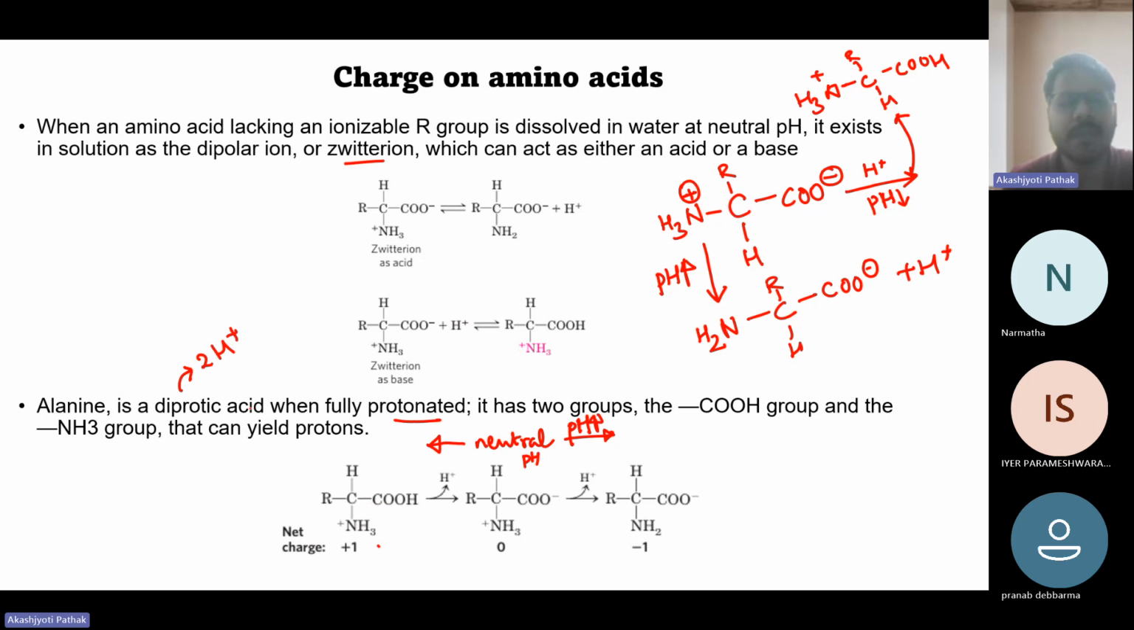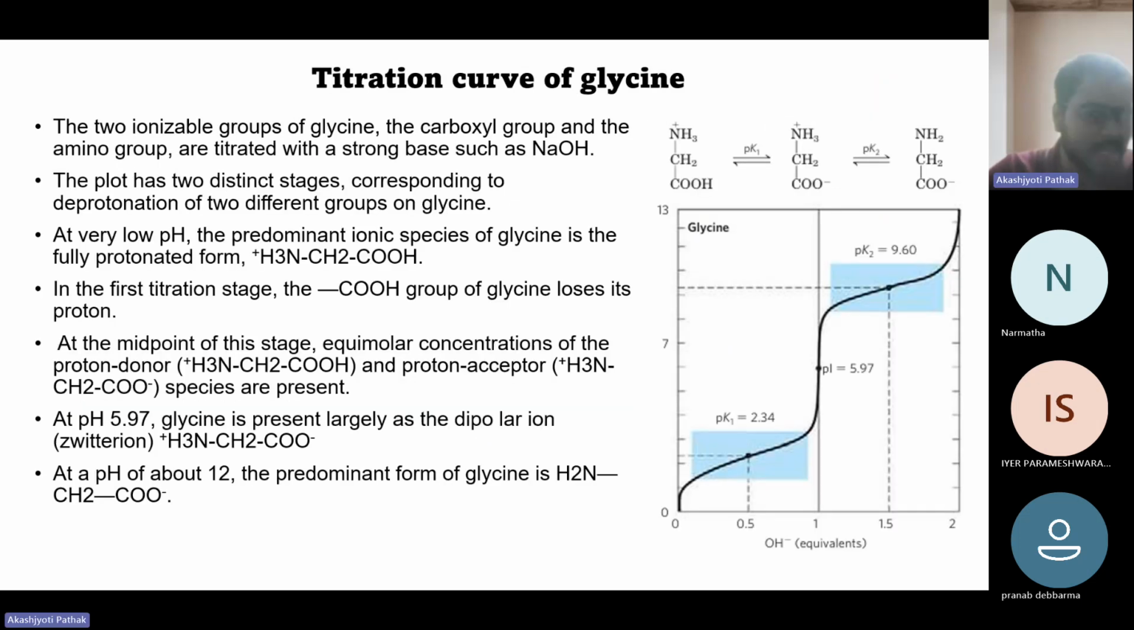That is why it is a diprotic acid when fully protonated. Because it has two groups, the COOH group and the NH3 plus group, that can yield protons. Now, let us look at the titration curve of glycine.